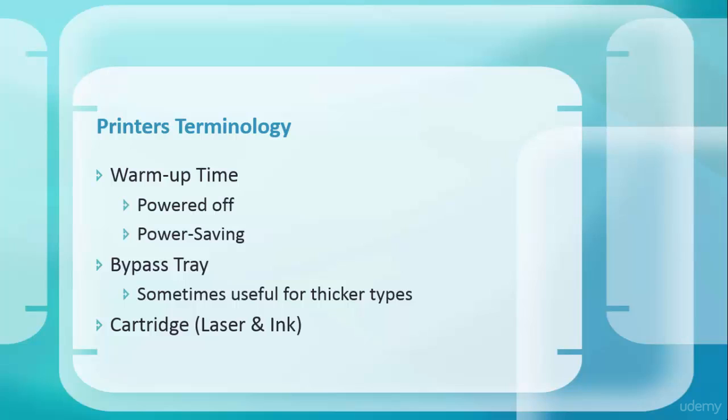The bypass tray is the tray that's usually on the right side of the printer. It's used in some printers to print other types of papers, especially thick papers, where the paper may get stuck inside if it's thick because of rotation. The bypass might be useful in some cases if the printer supports that.